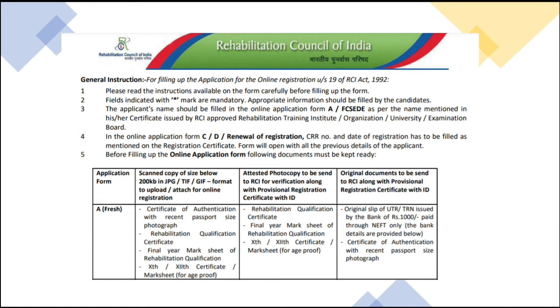To begin with, we will divide our task of preparing documents into three. There are a set of documents that need to be scanned, and there are a set of documents that need to be photocopied or xeroxed, and there is one document that needs to be sent in its original form. We will start with the scan copy. The first document that needs to be scanned is your certificate of authentication, which is your authentication certificate.